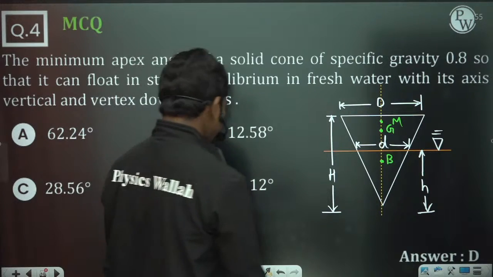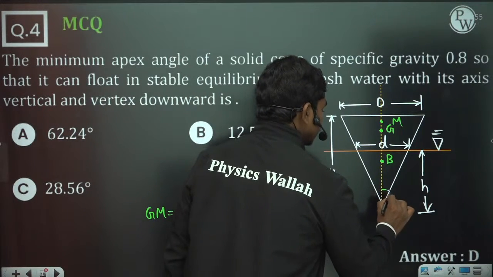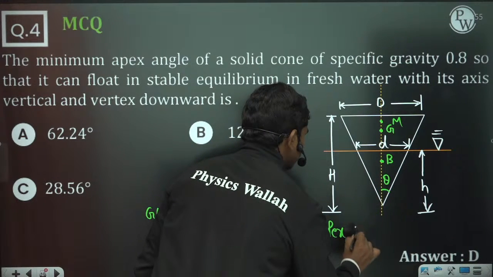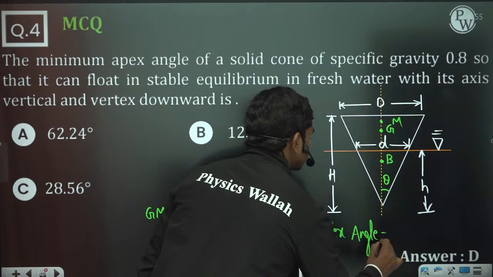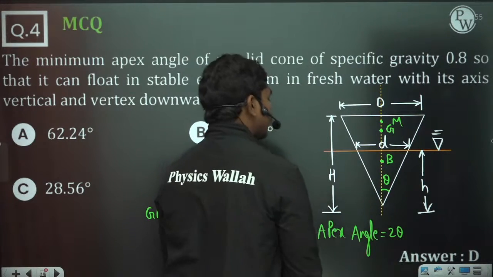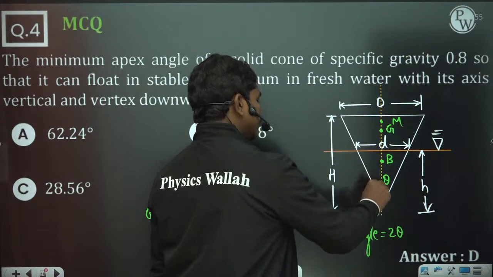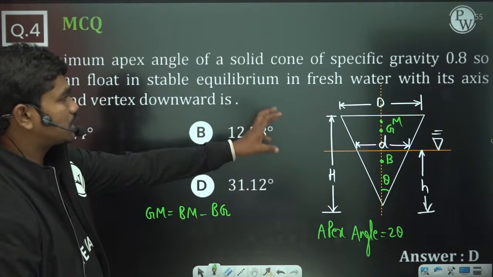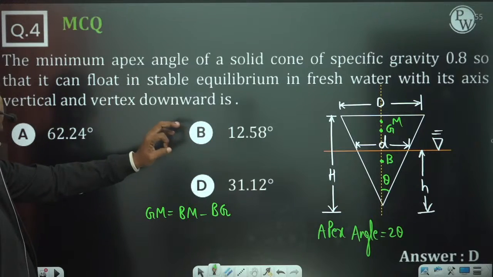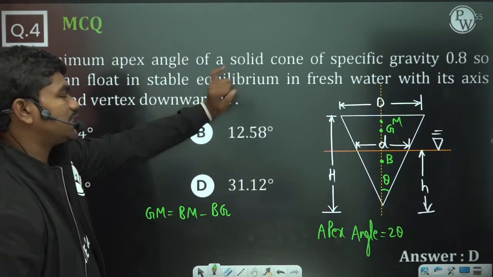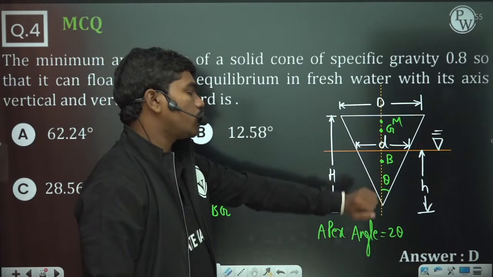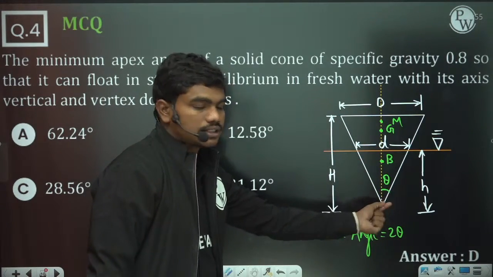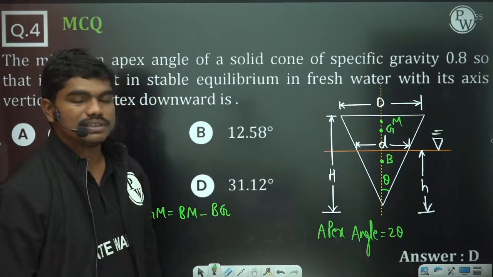Now if you see carefully, let us suppose this angle is theta. Then the apex angle, the angle made by this apex, is 2 times theta, because the apex angle is the total angle of the cone, and this we are assuming to be theta. So they are asking, if the specific gravity of this cone is 0.8, then what angle can float in stable equilibrium in fresh water? So this is fresh water and this is the cone material. What should be the minimum value of this 2 theta such that this cone remains in stable equilibrium? That's what they are asking you.